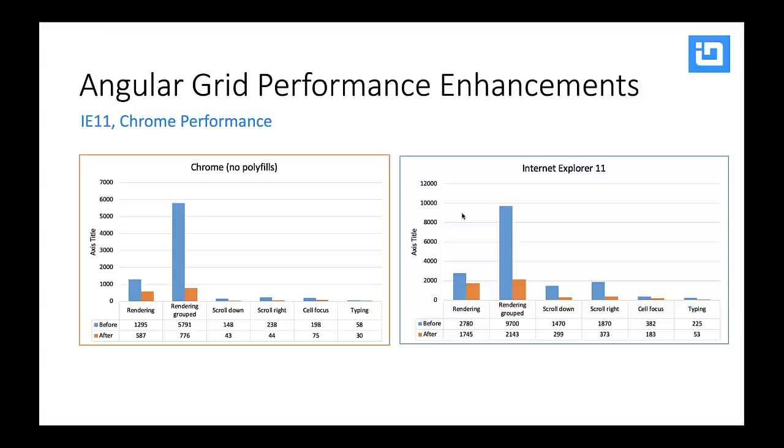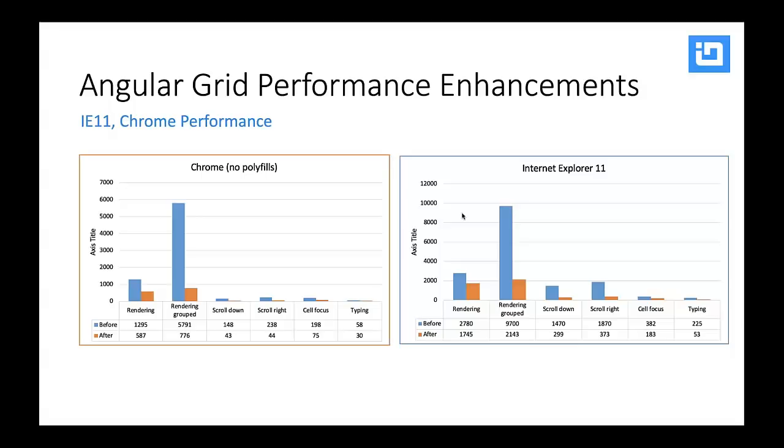But at the same time, we've also done some work on different performance scenarios on how we render, how we group, how we scroll. And this chart shows some of those differences, not only in Chrome, but also Internet Explorer 11. Believe it or not, Internet Explorer 11 still has roughly 10% of the market, I think. But in different pockets of the world, it's still much higher.